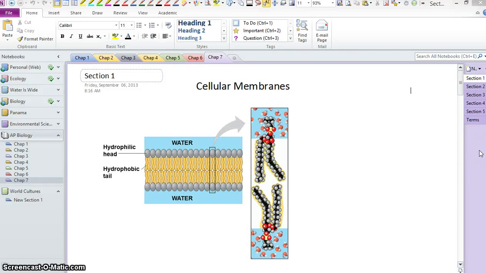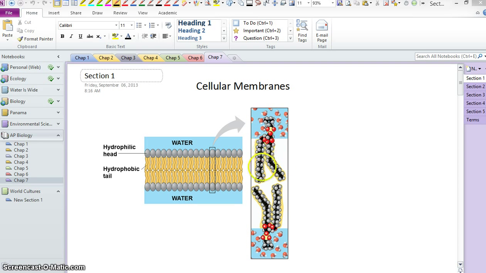All right, now let's talk about Chapter 7, all about membranes. Cellular membranes, plasma membranes, phospholipid bilayers, a number of ways to describe them. But as we saw in the section on macromolecules, we have these types of lipids known as phospholipids, and they are the basic unit of a cell membrane.